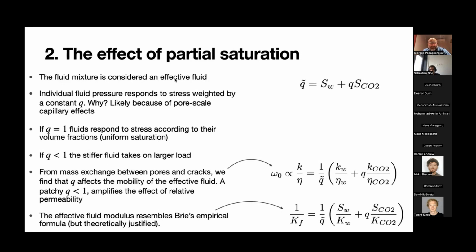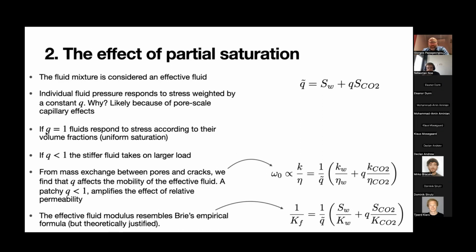So we considered that the fluid mixture is an effective fluid, and then we said, if each of the individual fluids in the pore space has a different response to the stress, then this response to the stress should be weighted by a constant. And that would mean that this constant is a way to incorporate capillary effects. Say that the wetting fluid pressure responds to the stress a little less than the non-wetting fluid pressure. By how much? Well, let's call this how much a constant. And we introduced this constant, and we took the bounds, and it has very strict physical bounds.